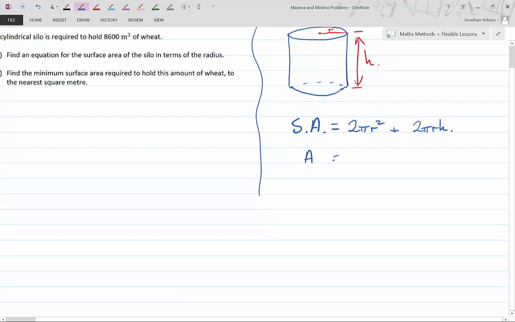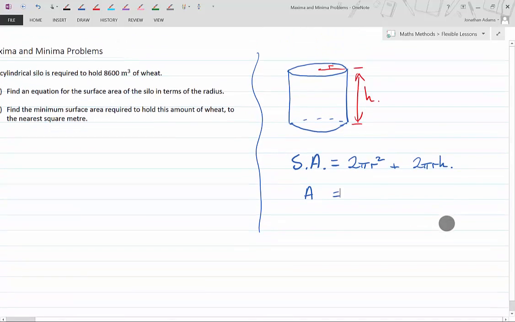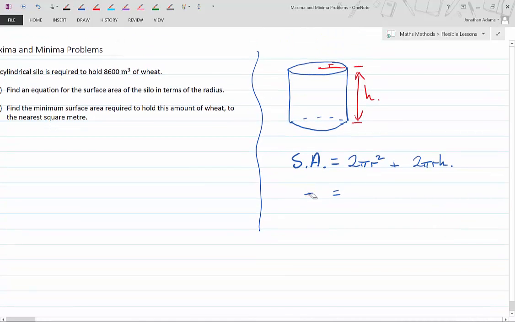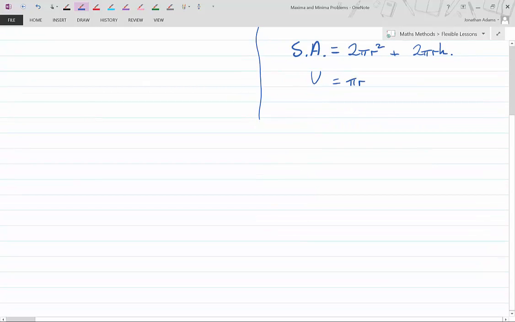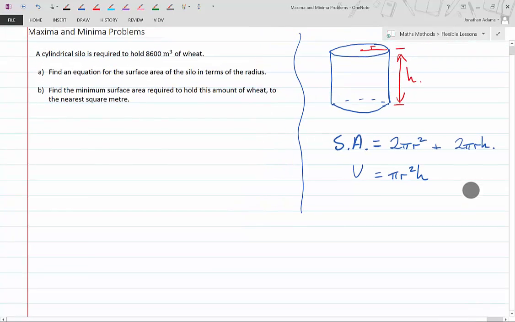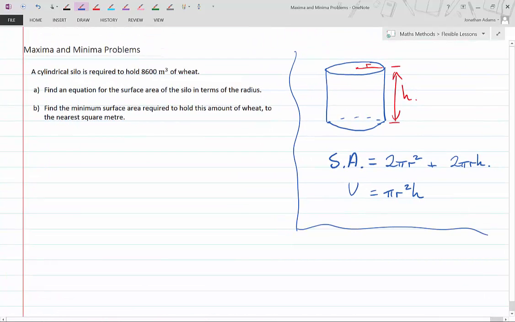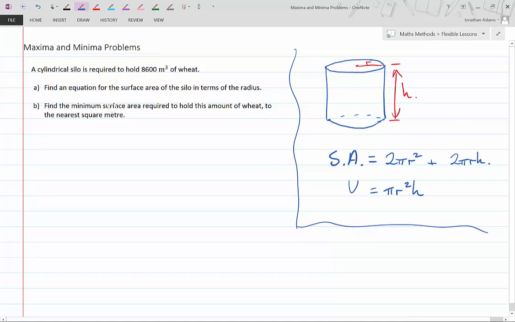The volume of a cylinder is the area of the face times the height. The area of this circle is pi r squared and the height is h. So those are the two formulae I have about cylinders, and I'm going to use them to help me out. We're told what the volume has to be, and then we're asked about minimizing the surface area. So we're going to find a surface area function, which is what we'll minimize, and use the volume information to help with that.